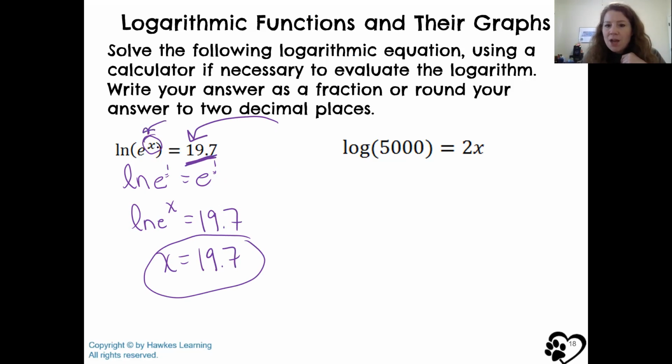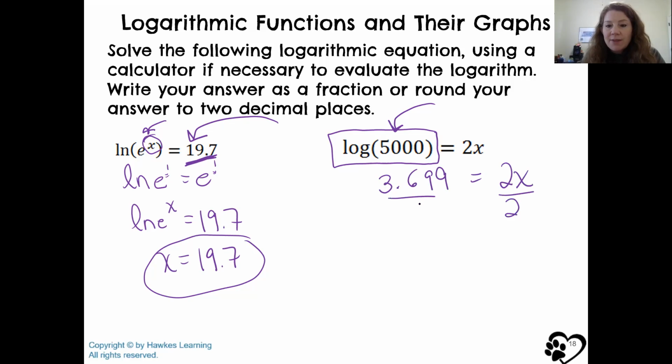Okie dokie. All right, once again, if you see a problem like this, it goes straight in your calculator, guys. Your calculator already knows what the log base 10 of 5,000 equals. So put in your calculator, log of 5,000 is equal to about 3.699. Then to solve for x, I'm going to take that number and divide it by 2. Don't clear your calculator. All you're going to hit is divided by 2, and then make sure you round correctly to 2 decimal places.